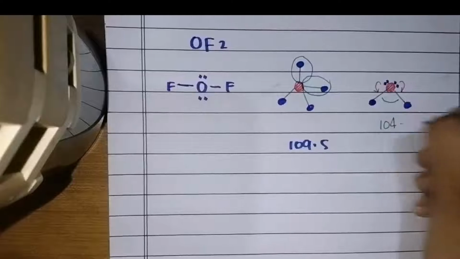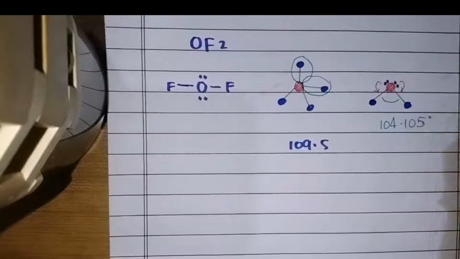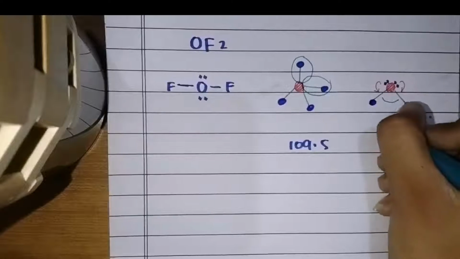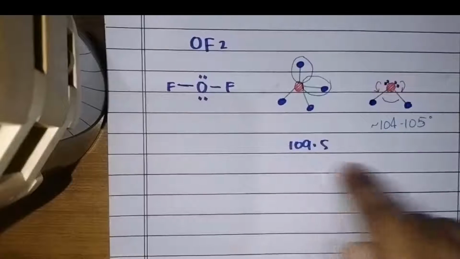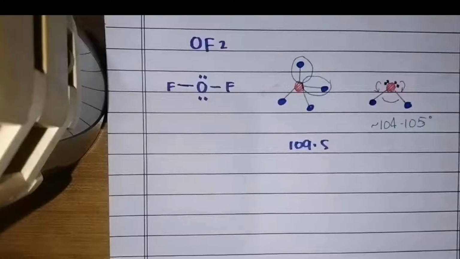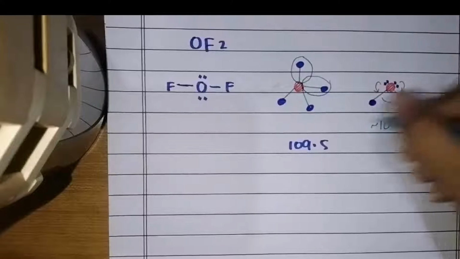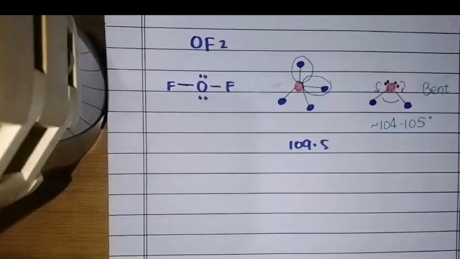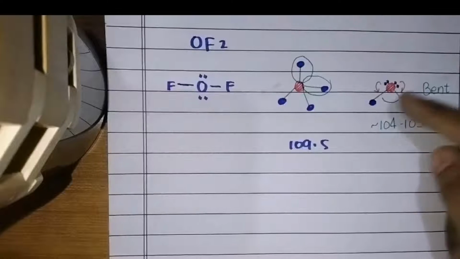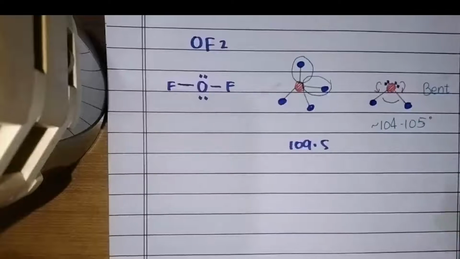104, 105. It's more like 104 to 105. Now this bond angle would be a little less than 109.5. Now the structure of the molecule would be bent. It's not linear, it's not tetrahedral, it's bent because of these two electron pairs.